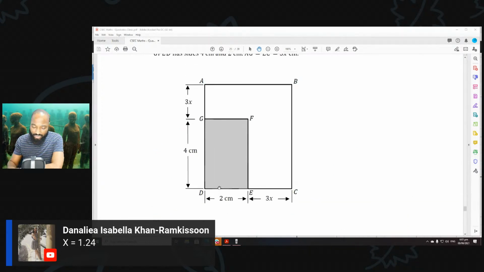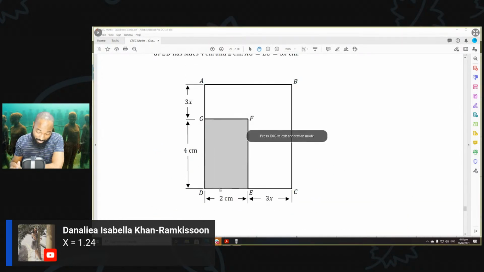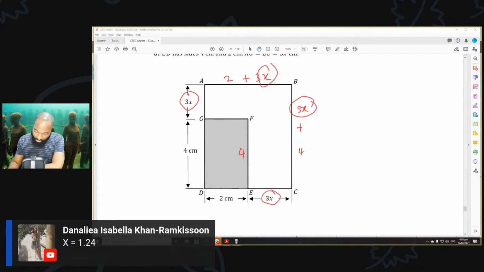1.24 is x, right? If you didn't read that question properly, the first thing I thought was the perimeter of this, then the perimeter of this. But they actually want the perimeter of this. So this is 4, this is 4 plus the 3x, and this is 2 plus 3x. This is 3x and this is 3x. How much 3x do we have there? We have 12x plus 10. So 12 by 1.24 plus 10 is the perimeter.